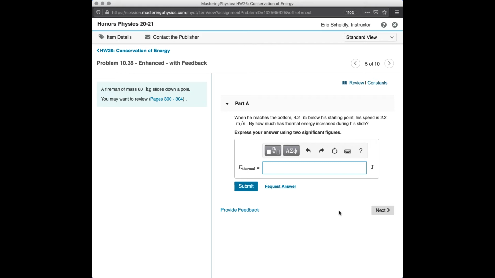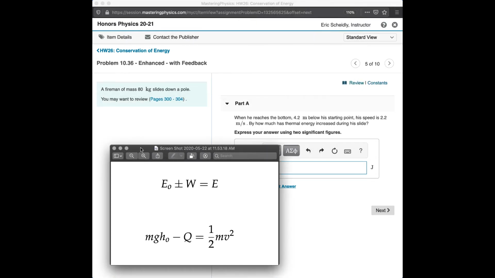We have a fireman. It's going to go down a fire pole. He has gravitational potential energy, becomes kinetic energy, but this is the first problem where work is done by non-conservative forces. There's friction in the pole. So as he goes from having gravitational potential energy at the top to kinetic energy at the bottom, he loses some energy. The energy is lost because there's negative work done by friction.